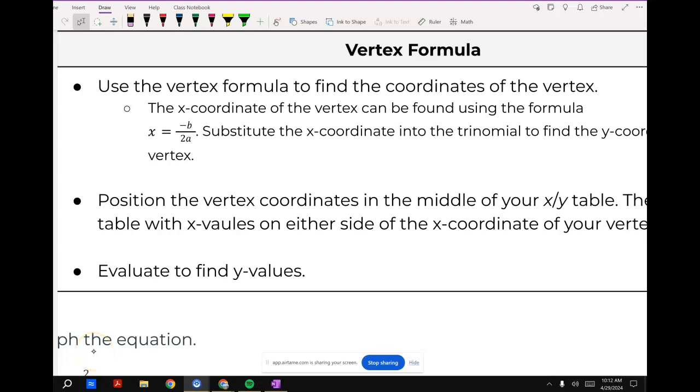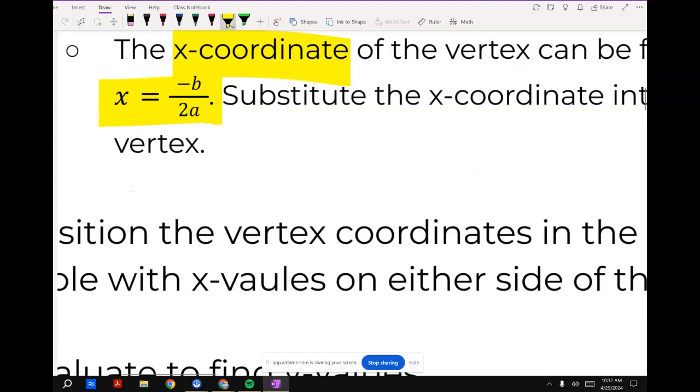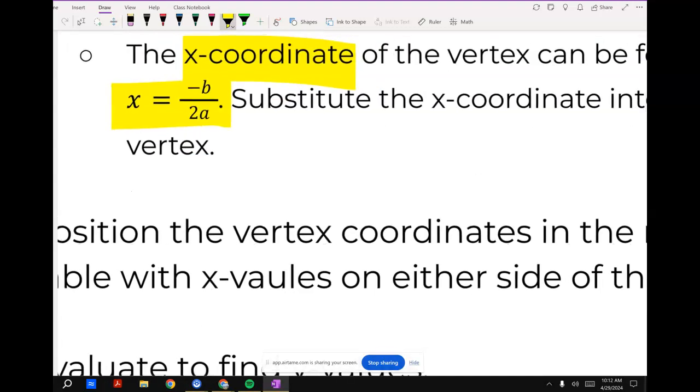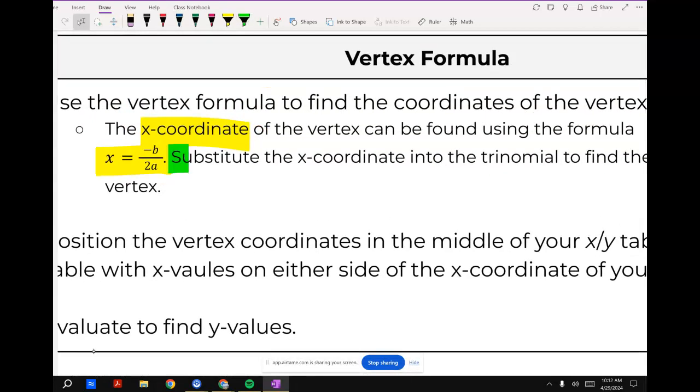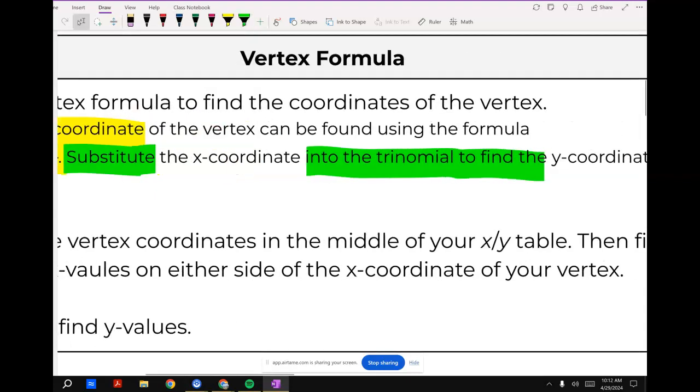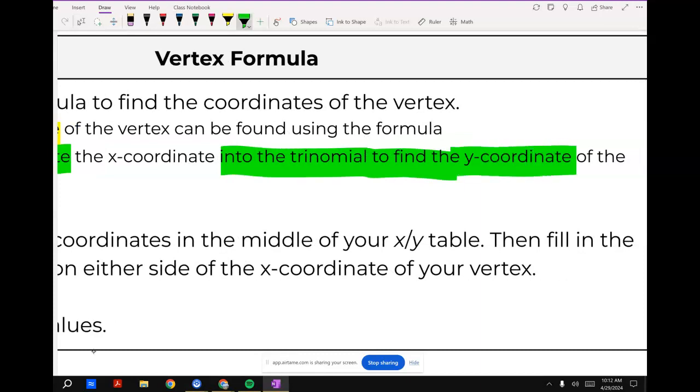To start by using the vertex formula to find the two coordinates of our vertex. So that's what we did on Thursday. Remember, to find the x coordinate, and we'll do some examples of these, you use x is equal to negative b over 2a. Then you take that value and substitute it into the trinomial to find the y coordinate. So it's kind of two steps.